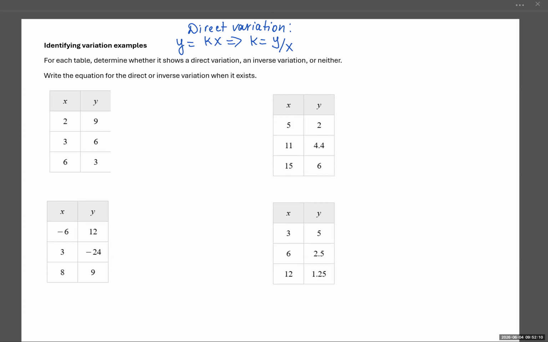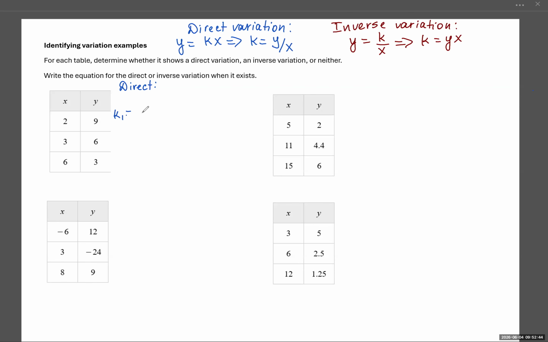For the inverse variation, the general equation is y equals k divided by x, which means that k is y times x. So we start by testing for the direct variation on the first table. We're testing to see if k is the same for each row of values.